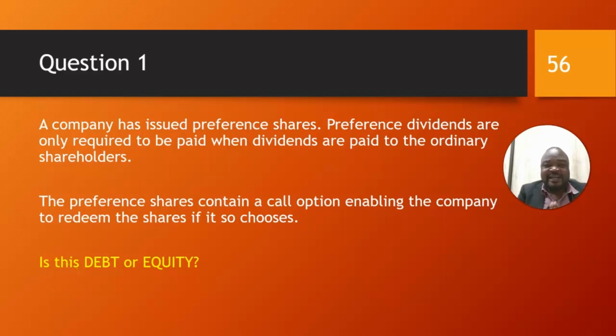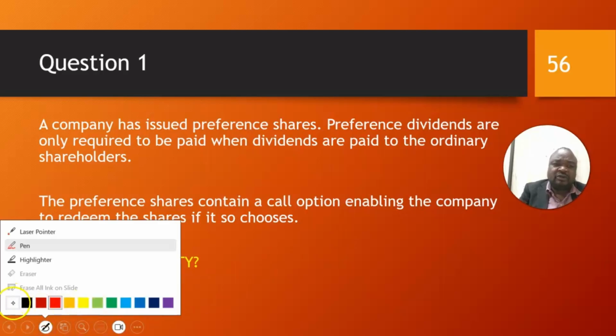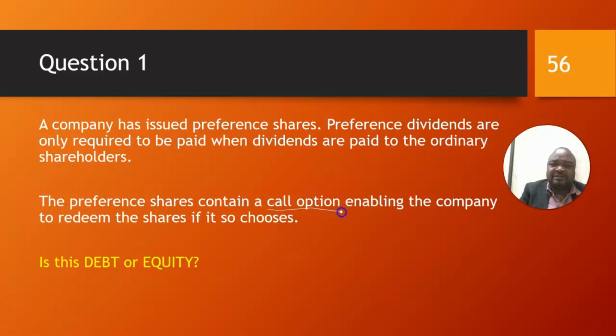So guys, let us look at this question. A company has issued preference shares. Preference dividends are only required to be paid when dividends are paid to the ordinary shareholders. The preference shares contain a call option. What is a call option? A right, but not obligation, to buy. So the preference shares contain a call option enabling the company to redeem the shares if it so chooses. So is this a debt or equity transaction?